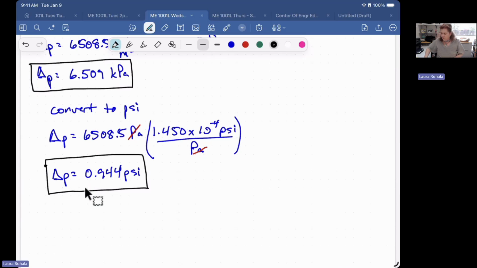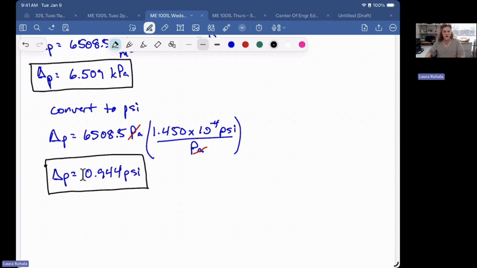So we're looking here for the gauge pressure. It's the pressure between the diastolic and systolic readings. The gauge pressure is 6.51 kilopascal, or slightly less than 1 psi. Kind of gives you an idea of how substantial a psi is compared to a pascal, because less than 1 psi is 6,500 pascals. So it's good to get a feel for that.